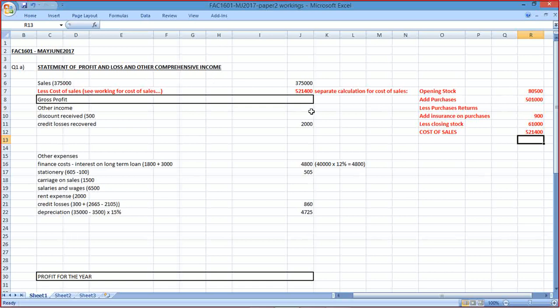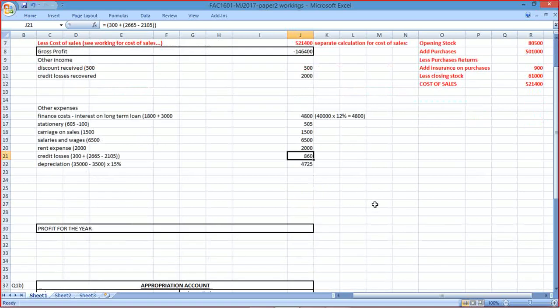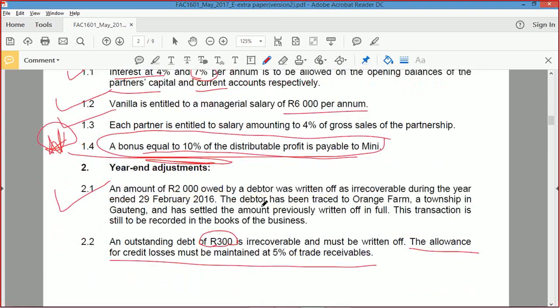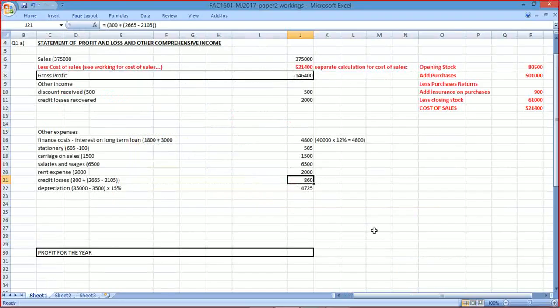Okay, perfect. Right, so looking at this, your sales minus your gross profit, this is actually going to be a loss. Discount received, 500 here. Then all these expenses. Carriage on sales didn't change. Wages didn't change. Rent expense didn't change. Alright, so now we need to sum up and then we need to calculate the bonus.